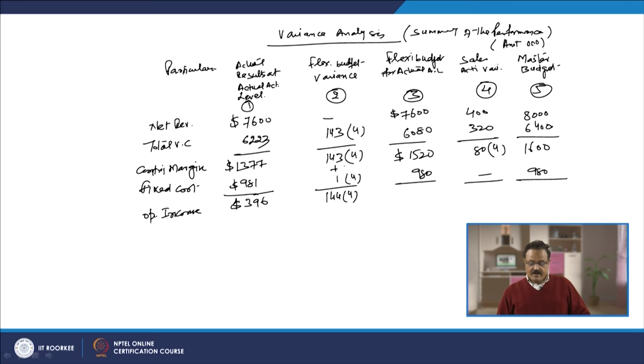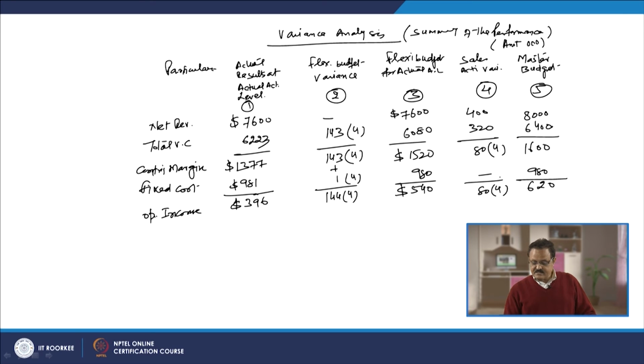And here, how much is it? This is 1520 minus 980, which is expected to be $520,000. And if you see this variance, the budgeted operating income at the master budget level expected was how much? That is 620, but actually at the flexible budget level it was expected to come down to 540. So, this variance is certainly going to be there, and that is 80 unfavorable.